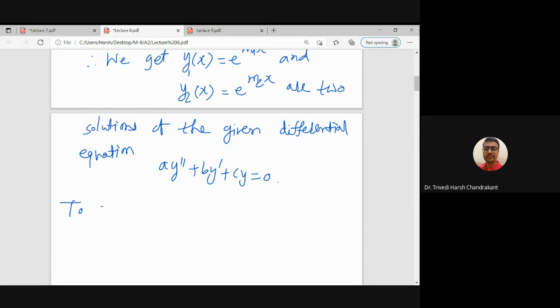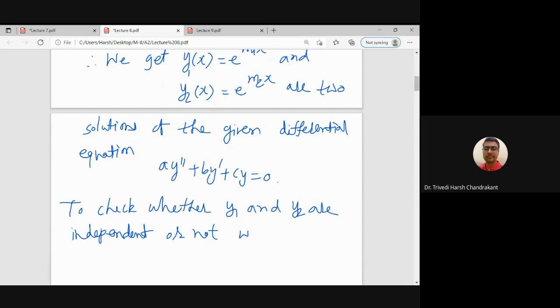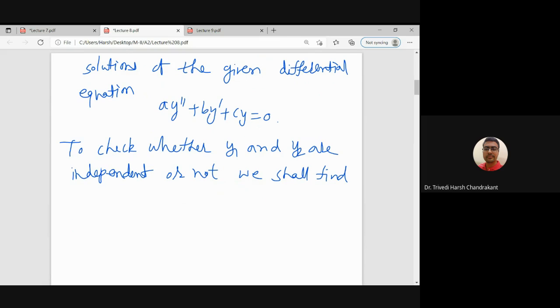So to check whether y1 and y2 are independent or not, we shall find. There are two ways of checking whether the solutions are independent or not. Either we can use the direct definition or we can use the Wronskian. Mostly we will be using the Wronskian itself. So we shall find the Wronskian.